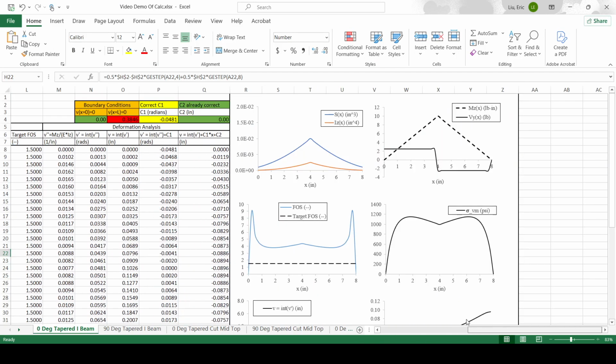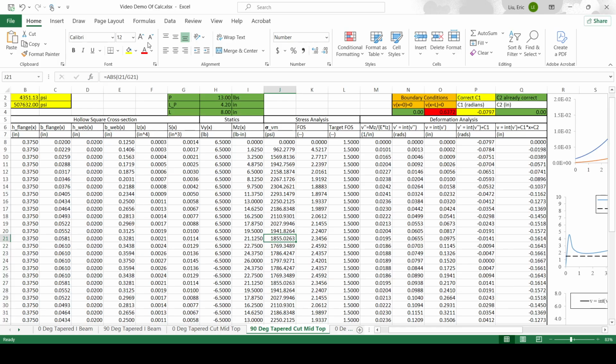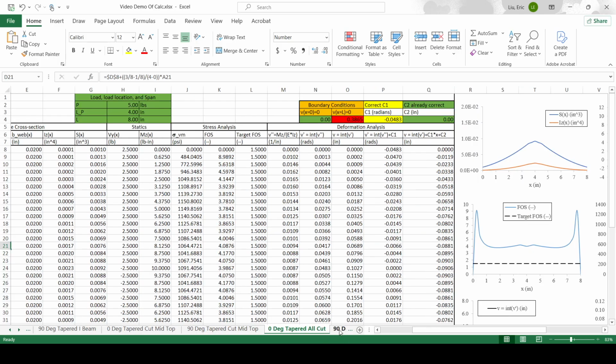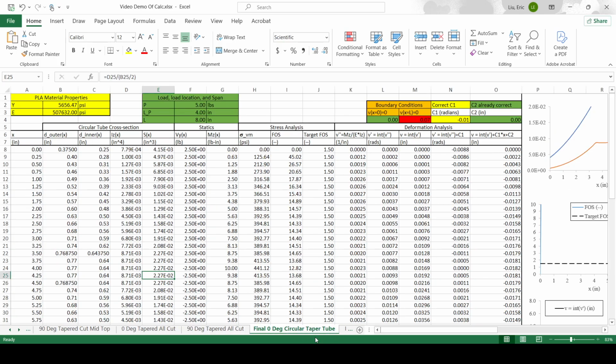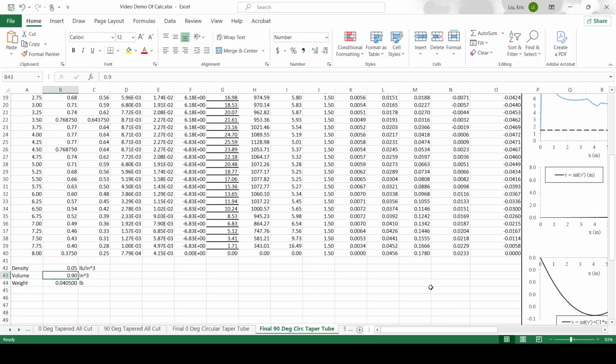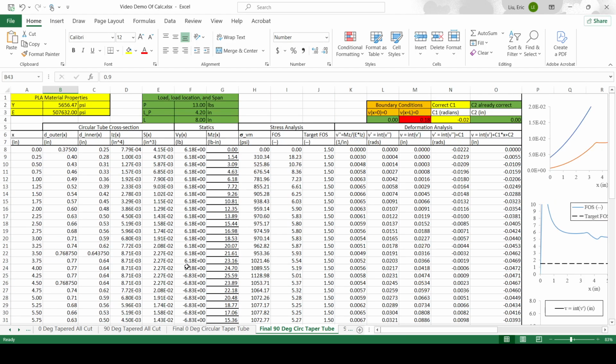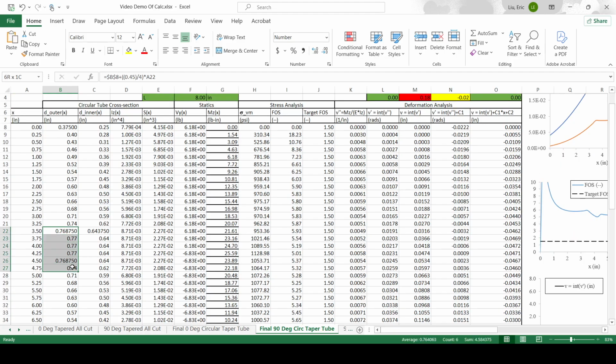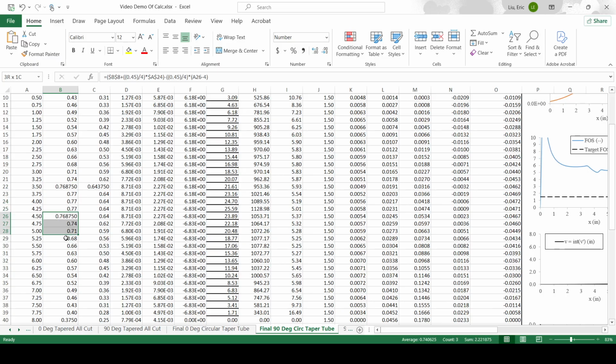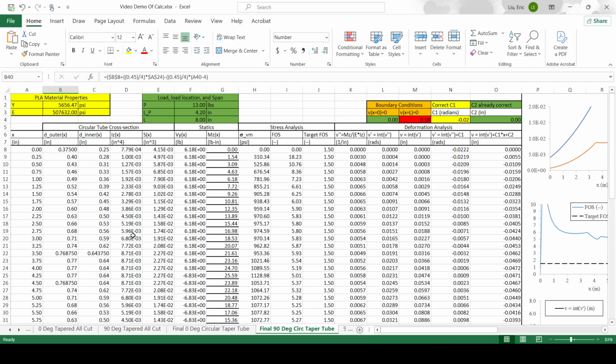In this Excel folder, named video demo for the calculations, our final design was a circular tapered tube, which means that the radius of the tube increases to a certain point, and then it decreases again. As you can see here, it starts out with an initial diameter, and then increases linearly to a certain diameter, and then decreases again back to the original diameter.